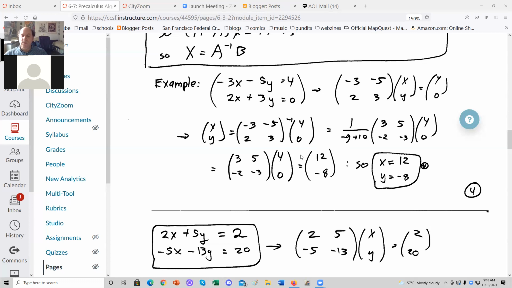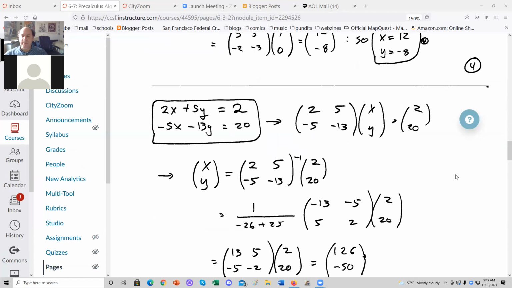3 times 4 is 12, 5 times 0 is 0, so 12 plus 0 is 12. Negative 2, negative 3 times 4, 0: negative 2 times 4 is negative 8, plus negative 3 times 0 is 0, so negative 8. So xy equals 12, negative 8. X is 12, y is negative 8, and we've solved the system.